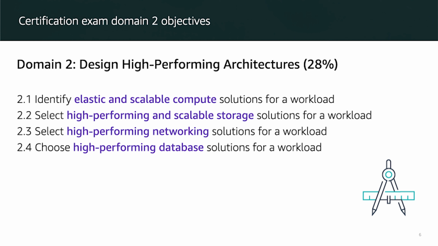The second one is designing high-performing architecture, identifying elastic, scalable compute solutions for your workload. So here you need to understand the auto scaling strategy, the simple, the dynamic, the proactive scaling as well. And you will look to high-performing and scalable storage. So this is when you design your solution workload. You also need high-performing networking solutions like site-to-site VPN, VPC peering. You could also look to AWS Direct Connect, Internet Gateway, NAT Gateway as well, high-performing database solutions, and the differences between DynamoDB and RDS, when to use DynamoDB and when you use RDS.